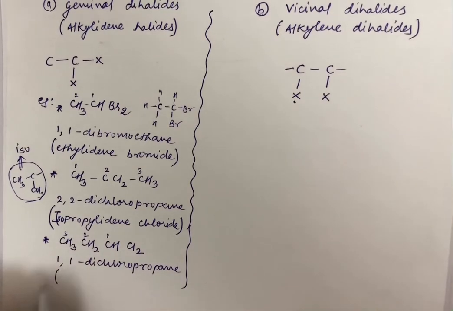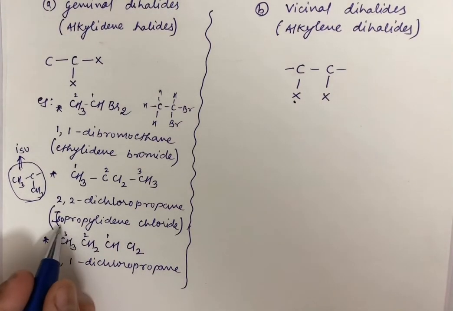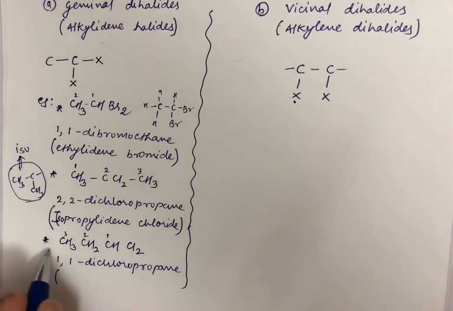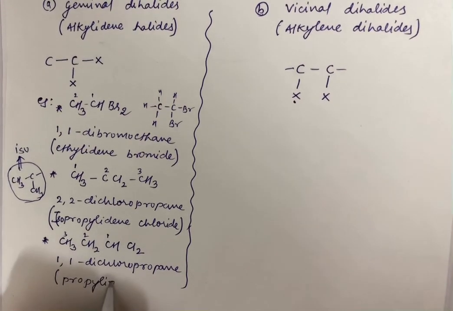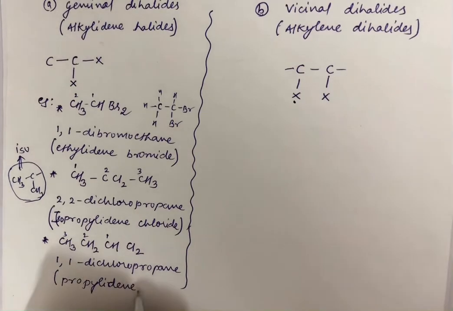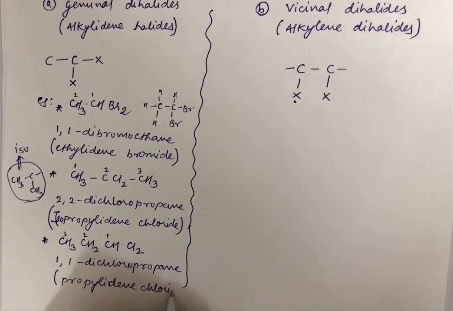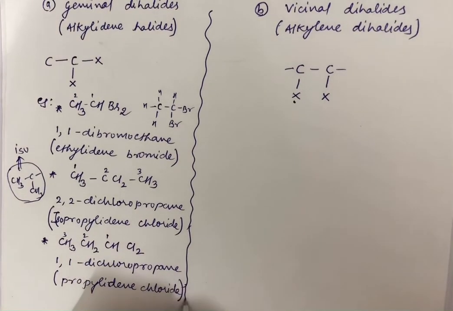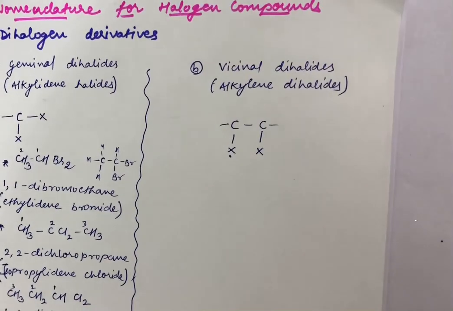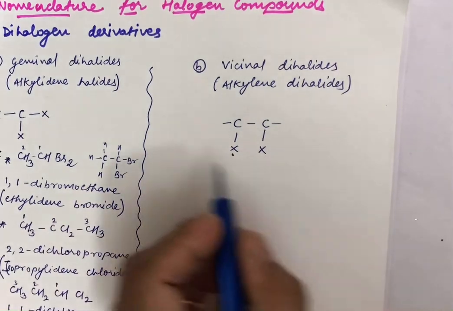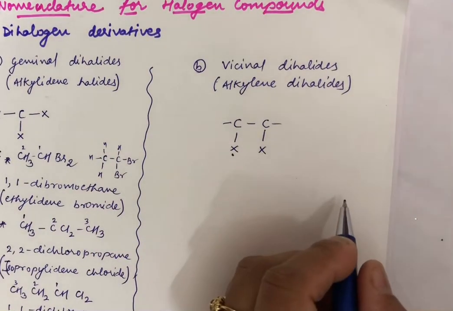Okay. Now, see, here I told you isopropyl, but this is simple propyl group. So the name for this would be propylidene. Commonly, it would be named as propylidene chloride. So this is the way you are naming your geminal halides. And now let us proceed with the understanding with examples for your vicinal dihalides.